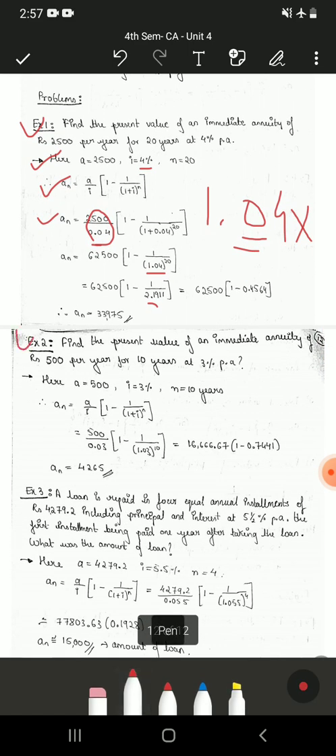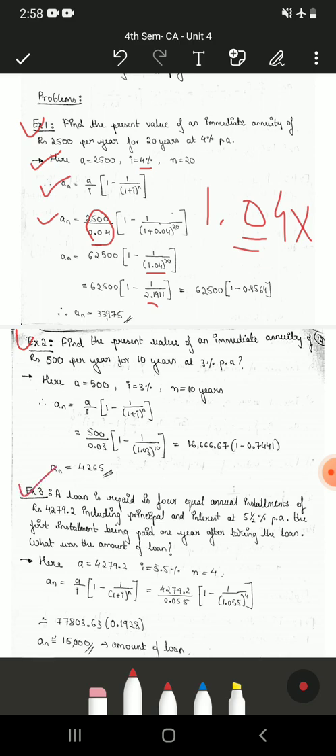So the second problem is very similar to the first one. Find the present value of an immediate annuity of rupees 500 per year for 10 years at 3% per annum. Here your A value is 500, i is 0.03, that is 3%, and n is 10 years. Therefore simplify, you'll get the present value as 4,265.